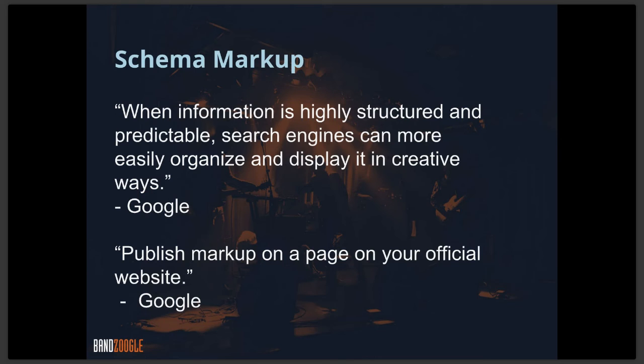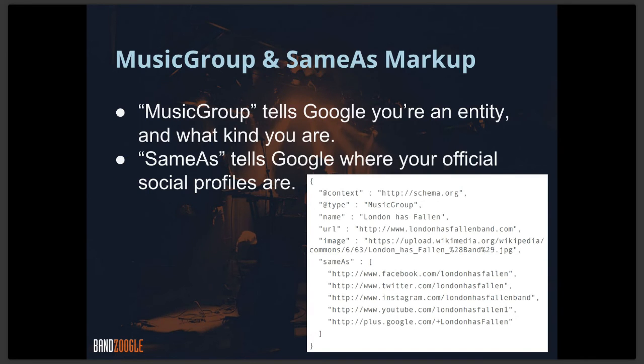So there are a few different types of schema, and this ties very much into a lot of the other stuff we talked about. This is all stuff that Google makes specifically for musicians, so it's something to take advantage of. There's the music group schema and the sameAs markup. When I say markup, that's just an HTML coding thing that you add into the code that only computers see, humans don't. And schema is a type of markup, so I use them interchangeably, but hopefully that's not too confusing.